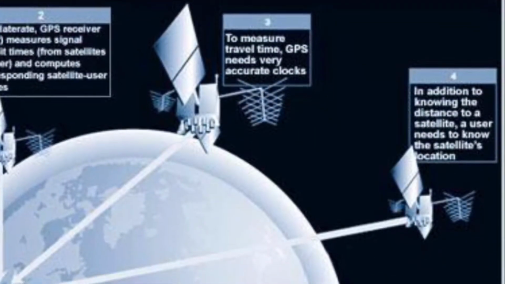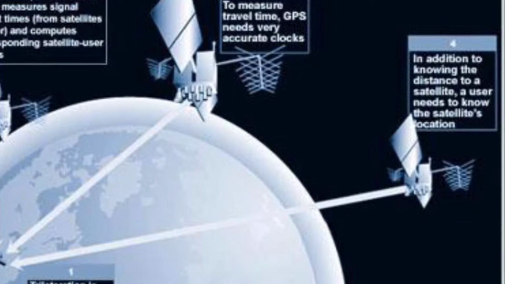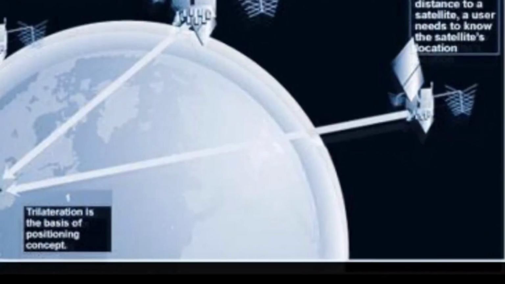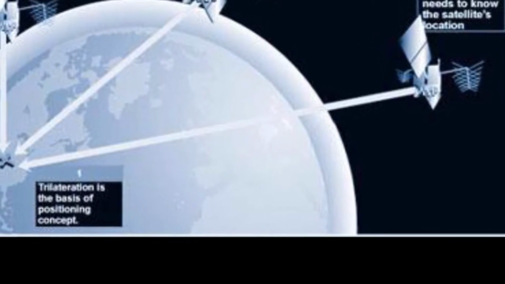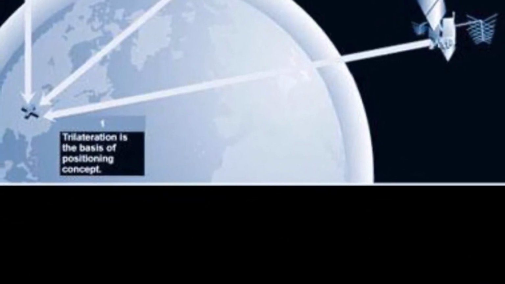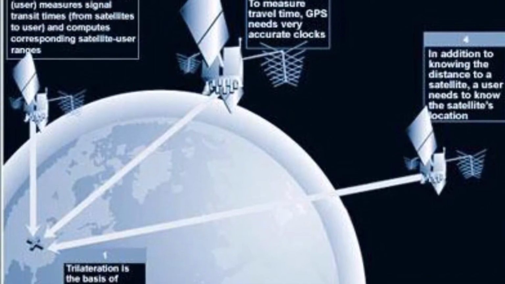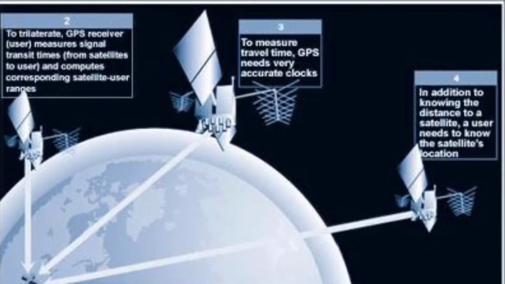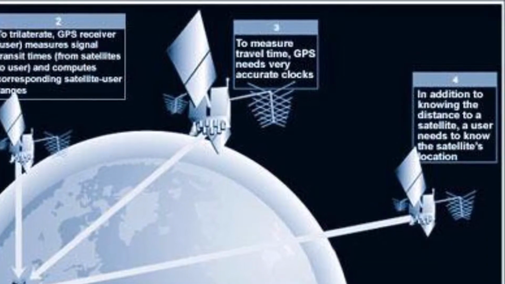The receiver must account for propagation delay, or decreases in the signal speed caused by the ionosphere and the troposphere. Then, the receiver can compute its own three-dimensional position. The receiver uses 4 satellites to compute latitude, longitude, altitude, and the time.